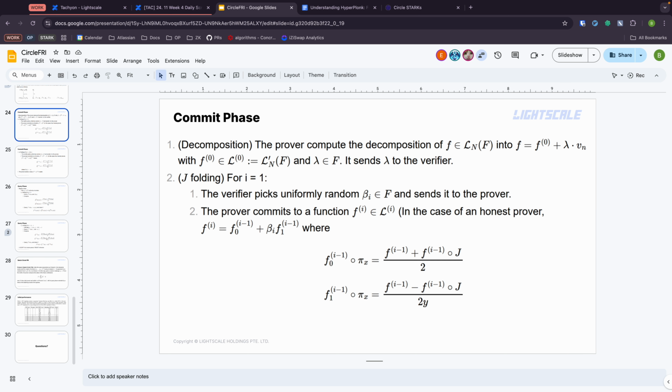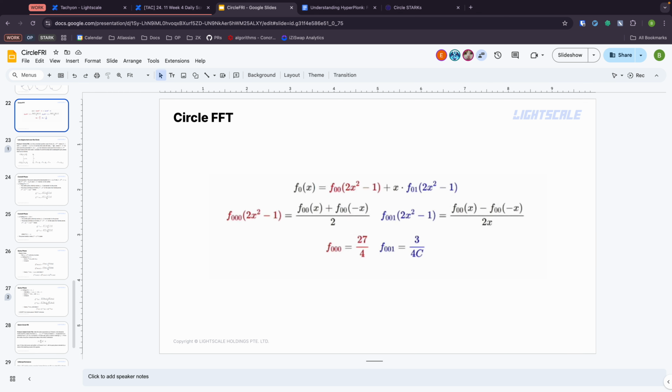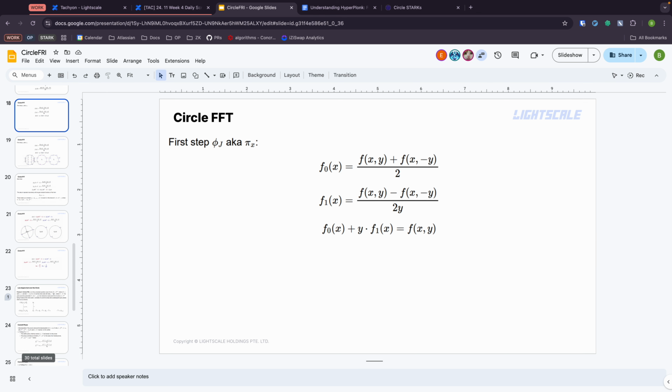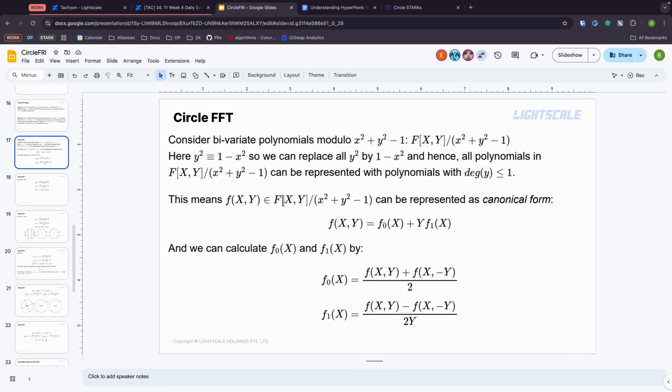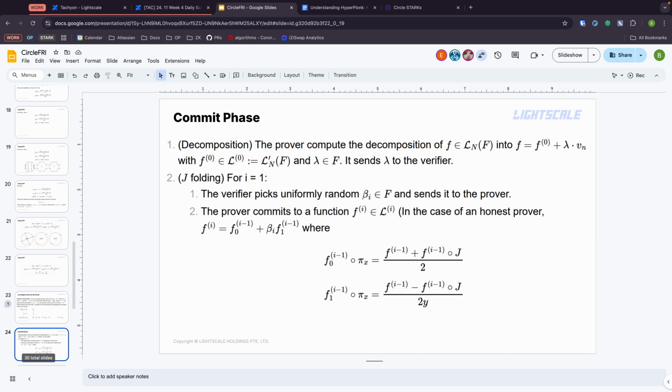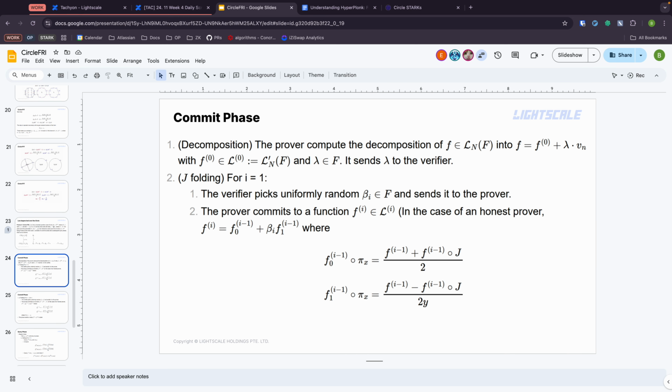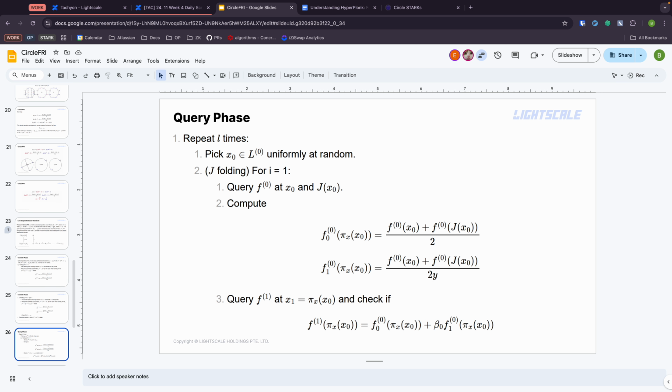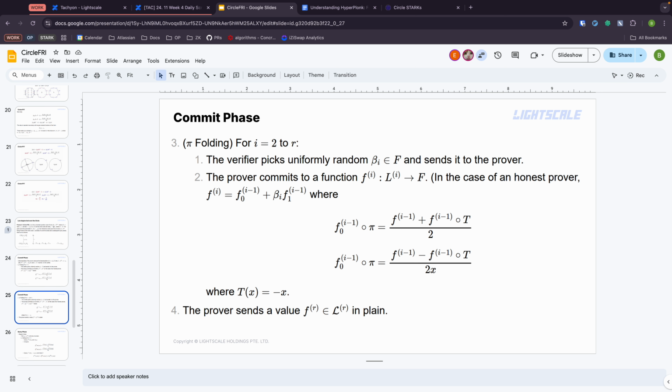So yeah, I'm not entirely sure. Actually, I think Ryan mentioned there is some degree difference in the FFT. I think that is the reason why they do the decomposition step. But I'm not 100% sure, and I couldn't really figure it out. Maybe I'll look at it more. Apart from that, I think I can implement CircleFRI now.